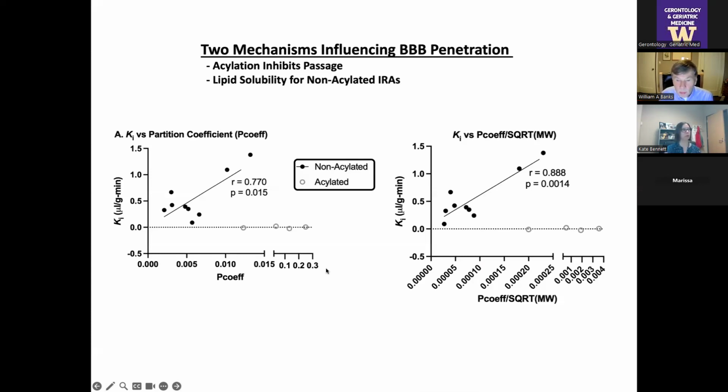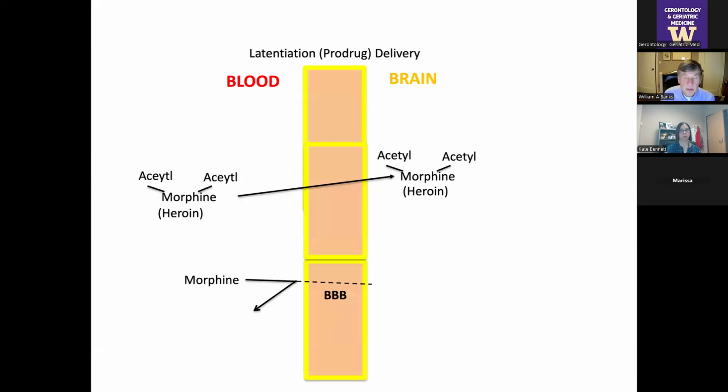So we have completed this cycle in the 21st century that started out in the late 19th century, showing how a major class of peptides are affected. Acylation inhibits passage, lipid solubility enhances. So one more concept before we leave this idea of how this all sort of started back with Hoffman. And just to recap what we said so far: morphine doesn't get in too well, it's water soluble, and heroin gets in very well because it's lipid soluble.